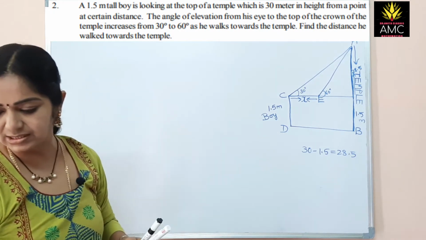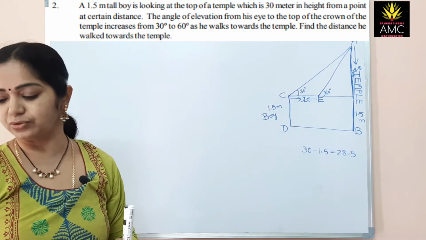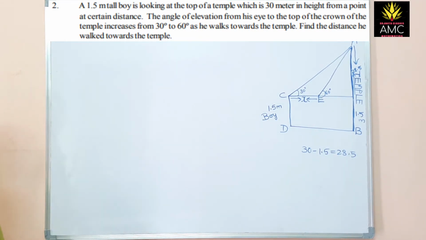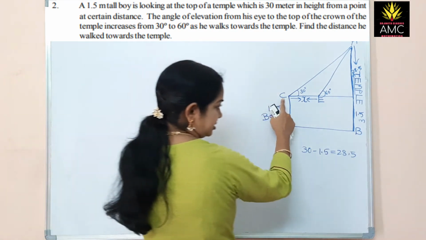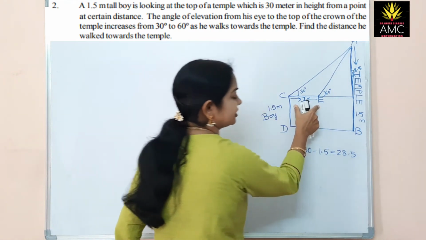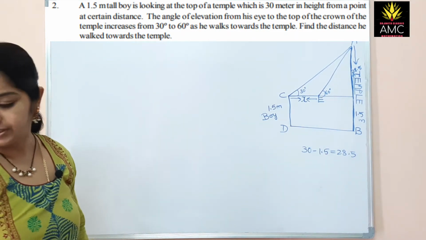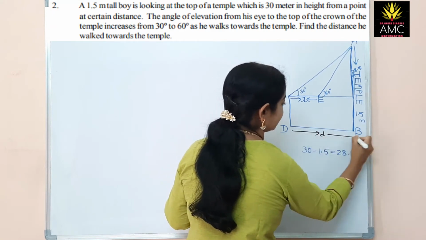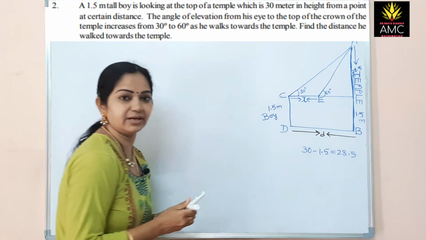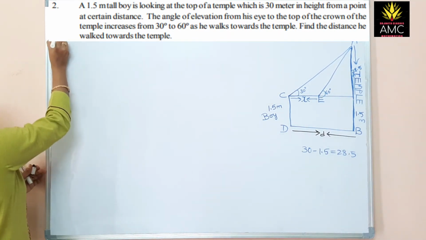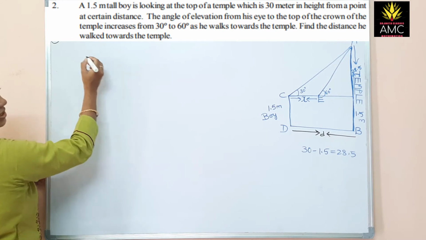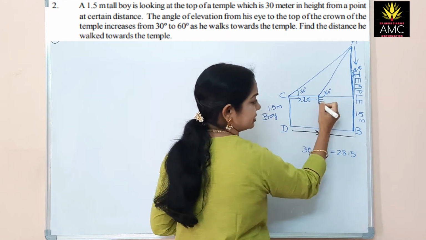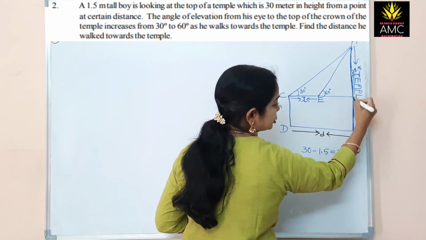Now the information needed is to find the distance he walked towards the temple. That's all. That means only this part which I have mentioned as x. Let me suppose this distance as D. Now let's start. This is the second solution. While taking the triangle, let me suppose this foot of the temple as H.